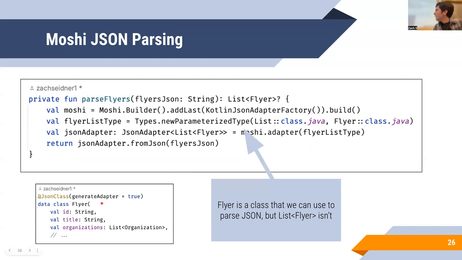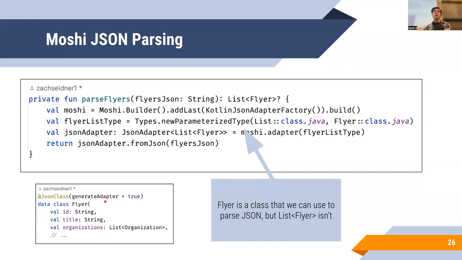So right here, I have this data class for flyers, and it has a bunch of attributes. You can see that I have this @JsonClass(generateAdapter = true). This is another thing Moshi allows us to do: it allows us to put this decorator on top of a class. That's what this little @ is called when you have it on top of a class.